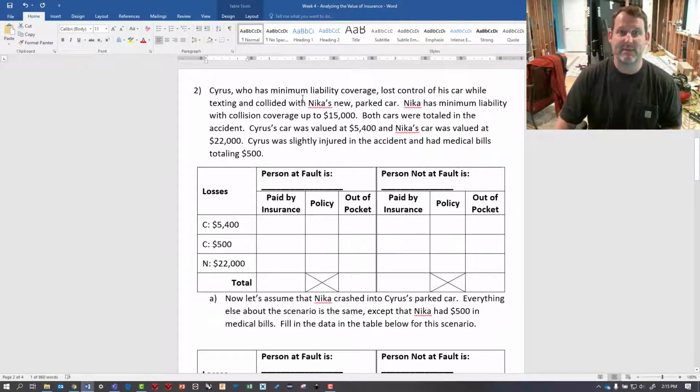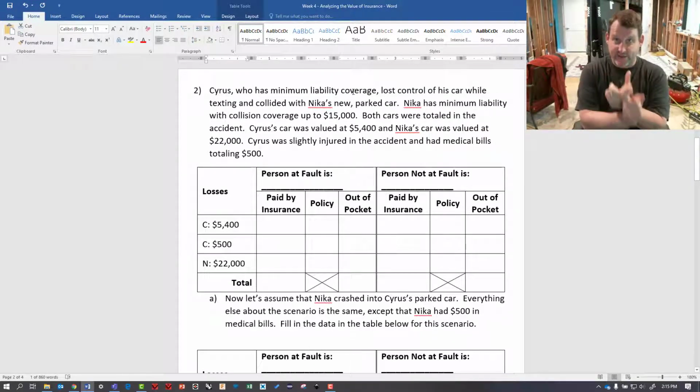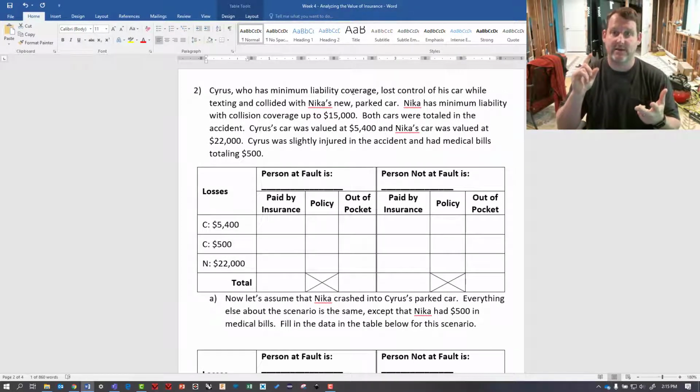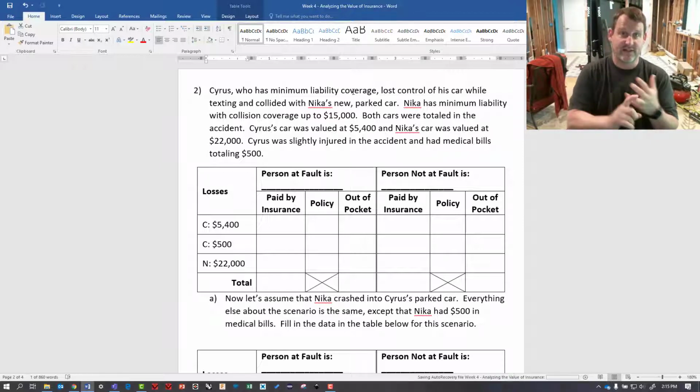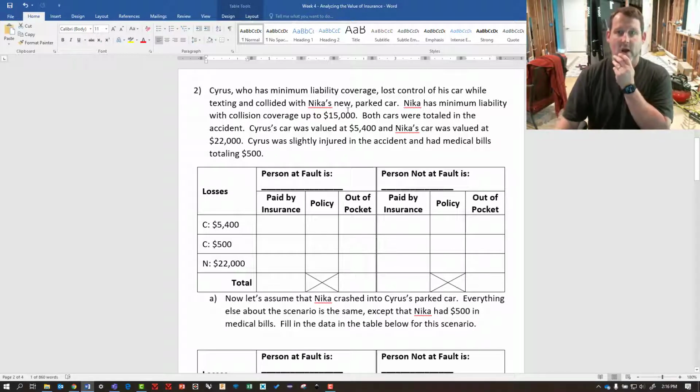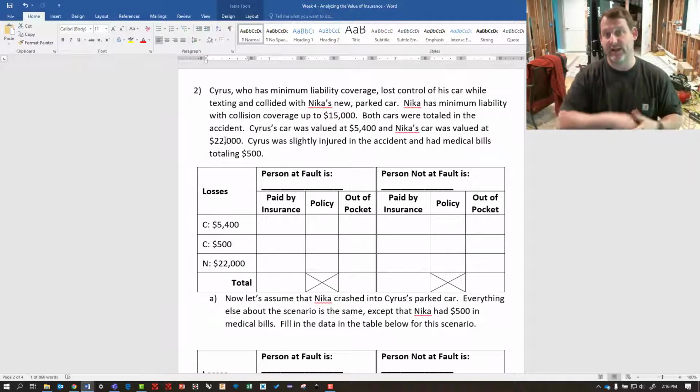All right, so Cyrus has minimum liability coverage. Again, just bodily injury, $25,000 per person up to $50,000. And Nika has minimum liability with collision coverage up to $15,000. So she's got that additional that's going to help her out maybe. All right, so both cars were totaled in the accident. Cyrus's car was valued at $5,400, Nika's at $22,000. You can see why Nika has that collision coverage, because this is more than Cyrus's $10,000 on his policy would help her pay for. He would run out at $10,000 and she'd have to sue him trying to get the other money from him. And that's problematic to get money out of people when you sue them, especially if they don't have a lot of money.